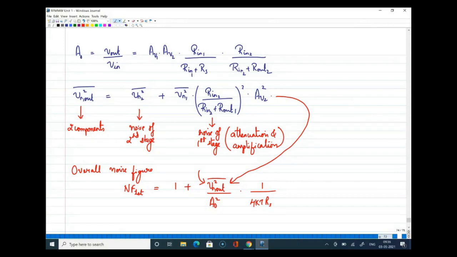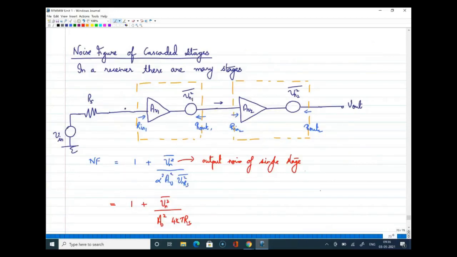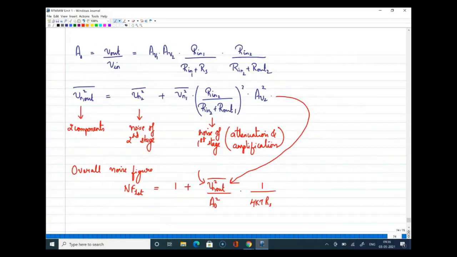Kashish, I saw your question. So if you look at the noise figure expression in this case, we are already referring to it. The noise figure is always written with respect to the source resistance, 1 by 4kT RS, right? So now when I'm doing the cascaded noise figure, I'm only considering the noise of the first stage and second stage and referring with respect to the source resistance. All right, now in the previous question it was explicitly mentioned to find the noise figure with respect to the source resistance. That is why we have added the noise contribution of RS also.